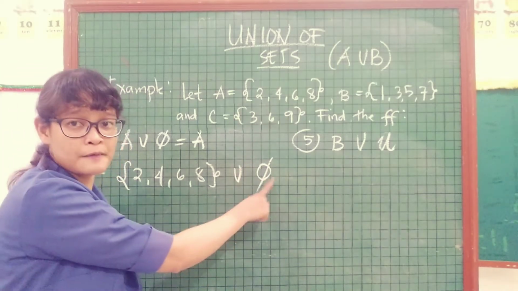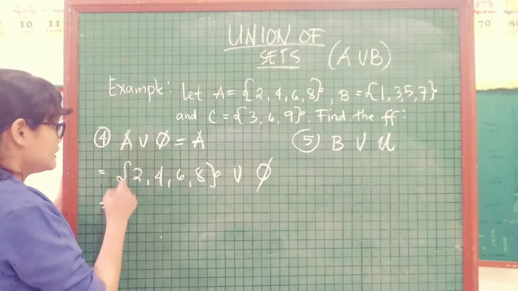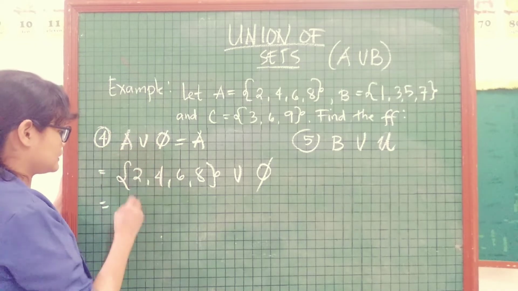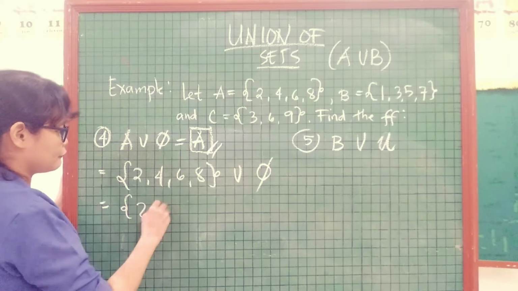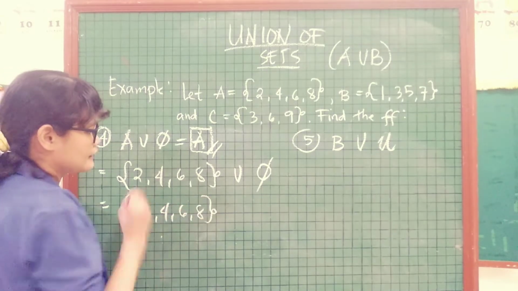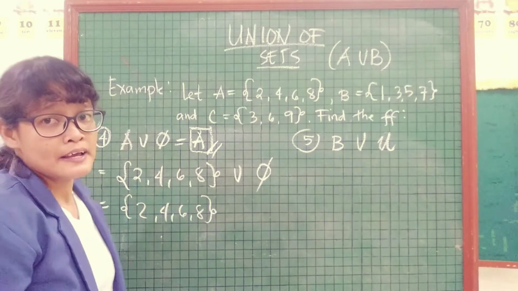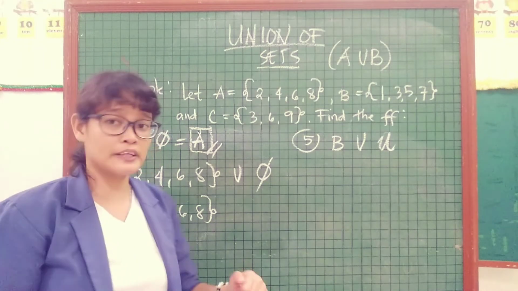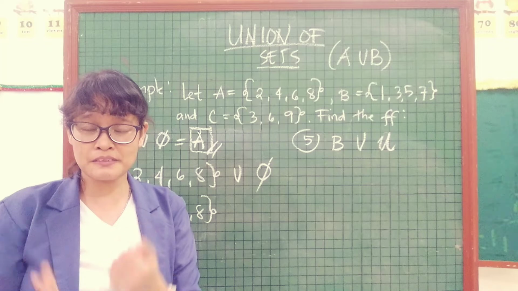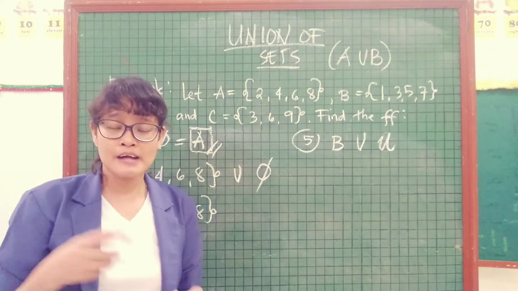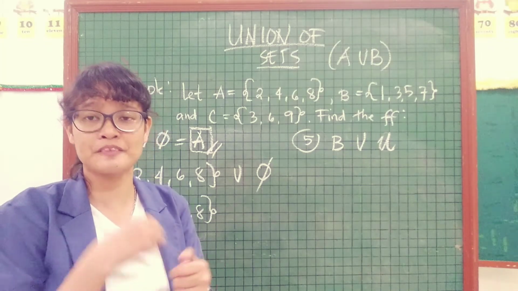Since this empty set has no elements, the union of A and this one is just simply equal to A. Okay, so you have 2, 4, 6, and 8. This is not only for A. This is already a rule that whenever you combine a specific set with a null set, the answer is just the set itself.